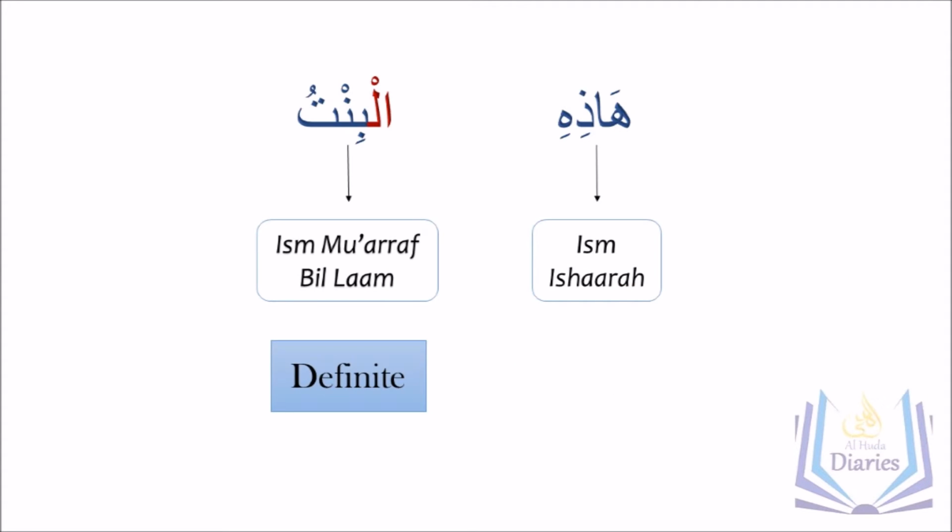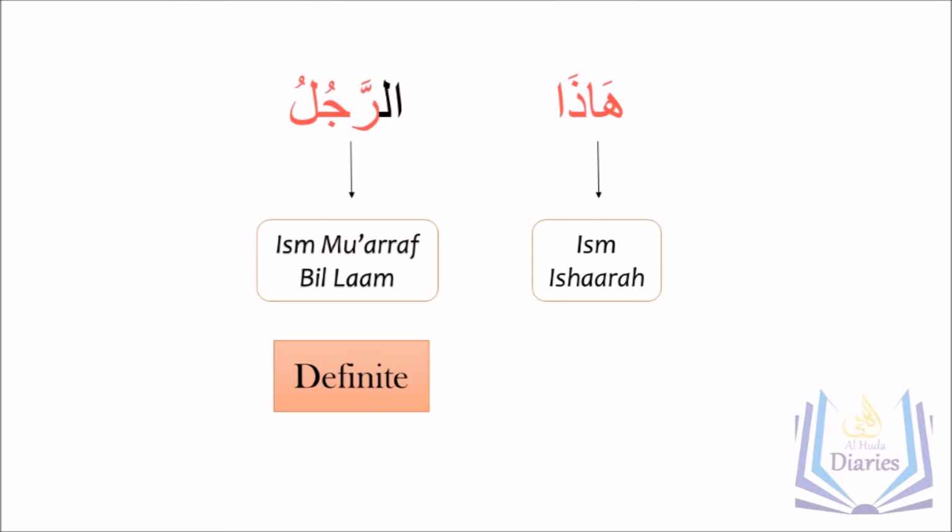And the next one, hadihil bintu. When you have the word hadihi, it is an ism ishara, this. And al bintu is a mu'arraf bil lam. It starts with an al. So this is a Murakkab Ishaariy. Another example, hadhar rajulu. Hadha over here again is an ism ishara. Ar-rajulu is a mu'arraf bil lam. So there again it is a Murakkab Ishaariy.